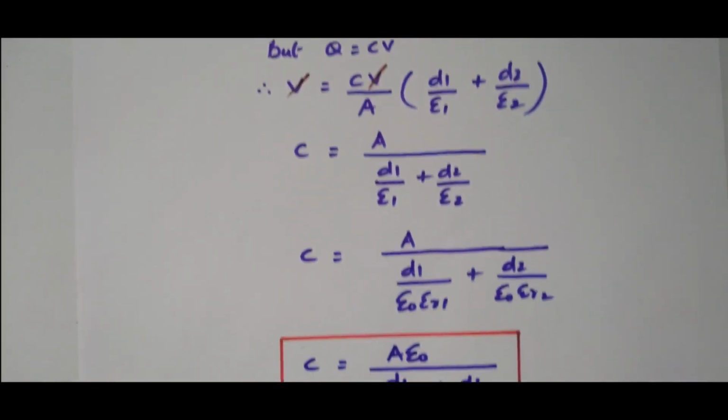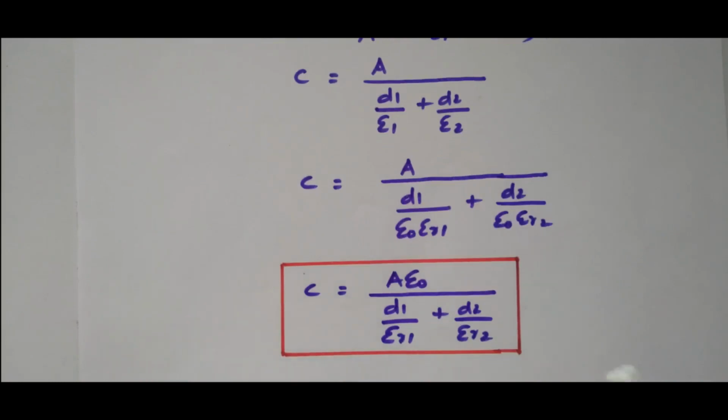Now this epsilon 1 is nothing but epsilon naught into epsilon r1. Similarly, epsilon 2 is epsilon naught into epsilon r2. That is absolute permittivity and relative permittivity. So this absolute permittivity is common. This relative permittivity depends upon the material: first dielectric, and this one will be second dielectric, right?